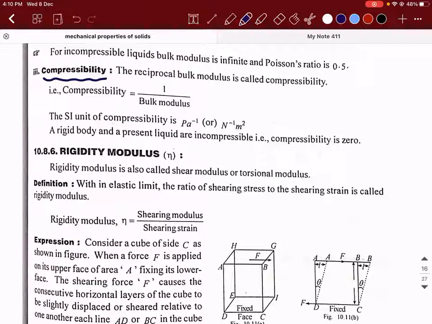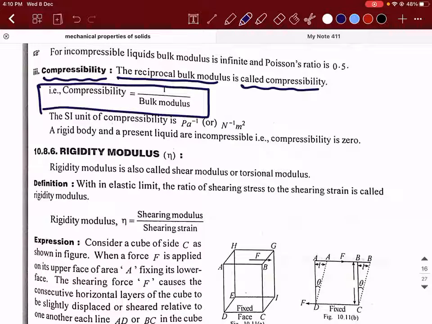So the next term that we need to see is compressibility. So what is compressibility? It is the reciprocal of bulk modulus. So the reciprocal of bulk modulus is called compressibility, and compressibility is written as 1 divided by bulk modulus. Okay, have this point also in mind.